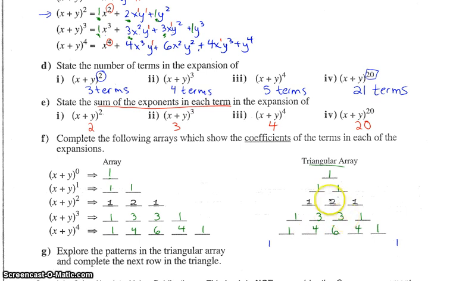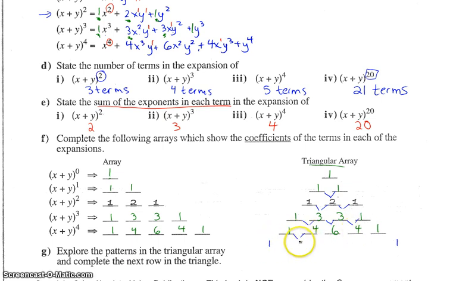And I don't know if you've discovered this yet, but if you add the two above numbers, you get the number below. 1 plus 1 is 2. 2 plus 1 is 3. And again here, 2 plus 1 is 3. 3 plus 1 is 4. 3 plus 3 is 6. 3 plus 1 is 4. Okay, so let's put that to work to do the next row.